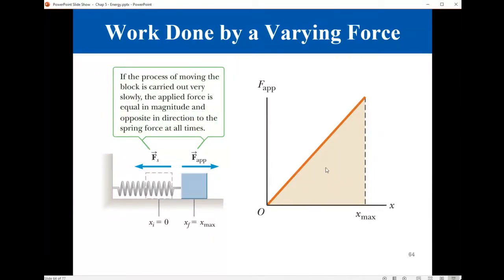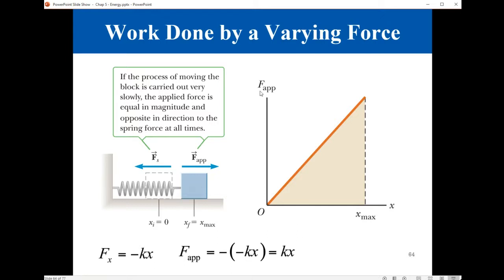The case involves a spring force. So the applied force here is changing with position according to the equation kx, which is a linear equation. So now you can calculate the work from the area.